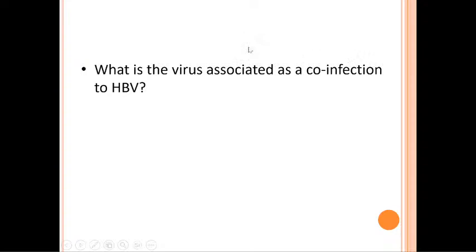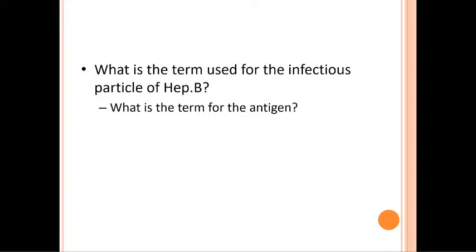Lagi siyang may co-infection. If you see terminologies like this, you need to remember these things, okay? Now, the term used for the infectious particle for hepatitis B is known as the Dane particle. Another term that you may be familiar with is the Australian antigen, but that's not really used nowadays. We go on to the next one, which is the herpesviridae family.